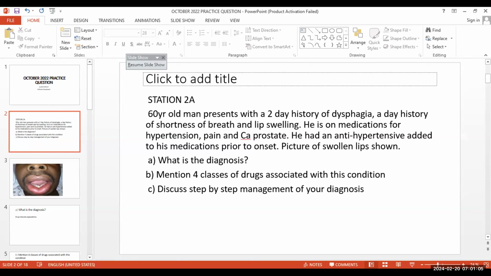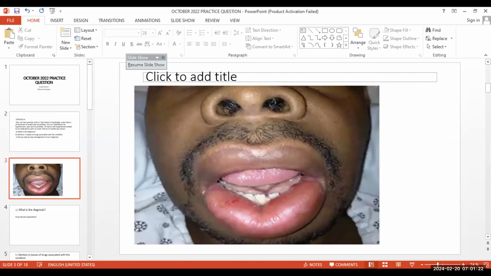The first question is, what is their diagnosis? The B question is, mention 2 classes of drug associated with this condition. The C question is, discuss step-by-step management of your diagnosis. This is the picture.